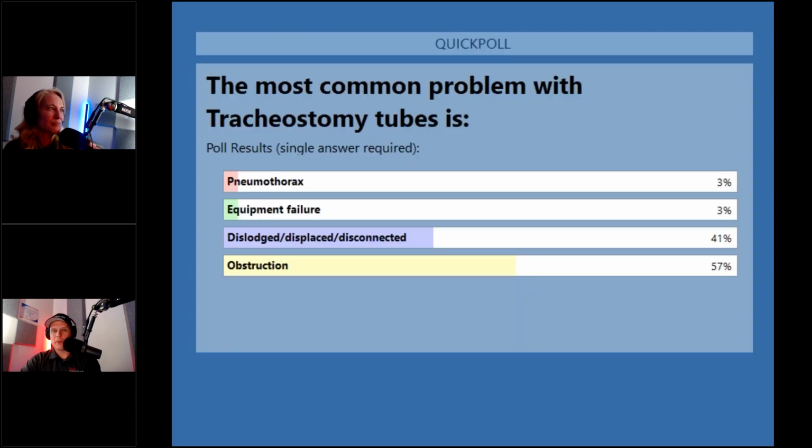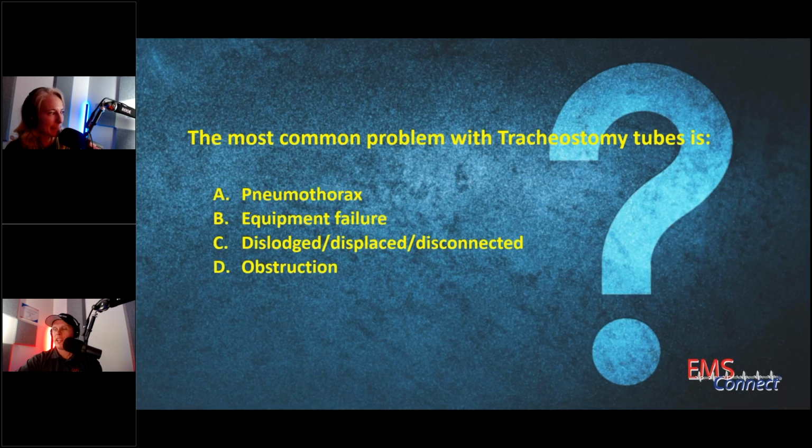All right, so that one, 41% said dislodged, displaced, or disconnected, with 57% of people thinking obstruction, which this one is. So the good news is usually it's obstructed. It's not that it's been pulled out, thankfully, because that would be bad. But it's almost harder to get an obstruction out than to fix a tube that's been taken out, because if there's no obstruction, you just have to put another tube or another way to help the patient breathe.